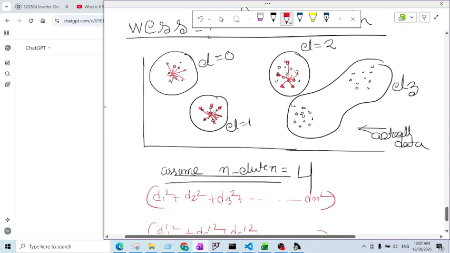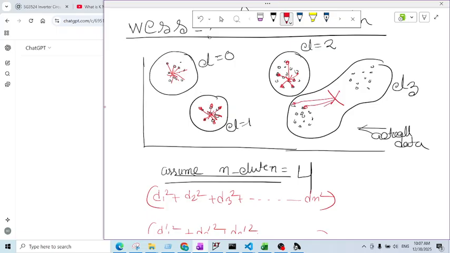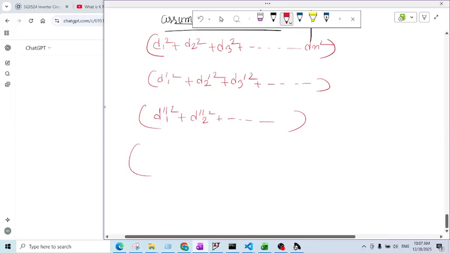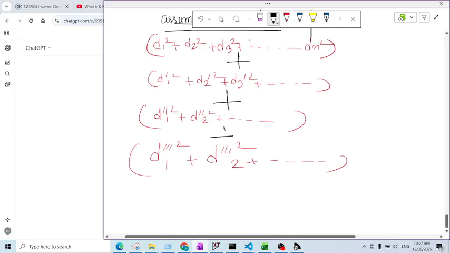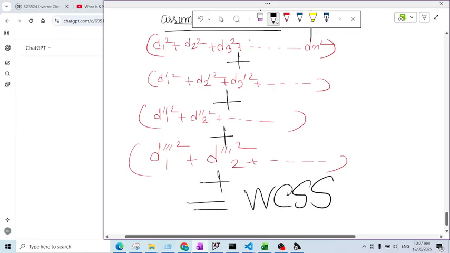And similarly you have to find the last cluster's centroid, and you have to find the distance square between the points, and then you have to find the differences. And then what you will do, you will sum all the things, and this will give you WCSS.